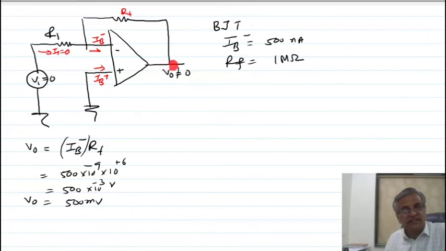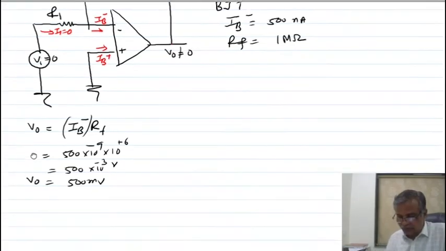If you are measuring a signal of the order of millivolt with the operational amplifier, then an error at the output due to bias current of the order of 500 millivolt is not acceptable. So somehow we have to reduce this error, or we'll use some compensation technique which reduces the error.